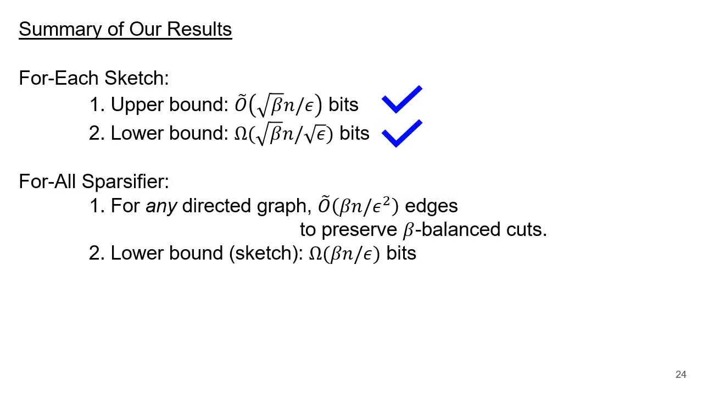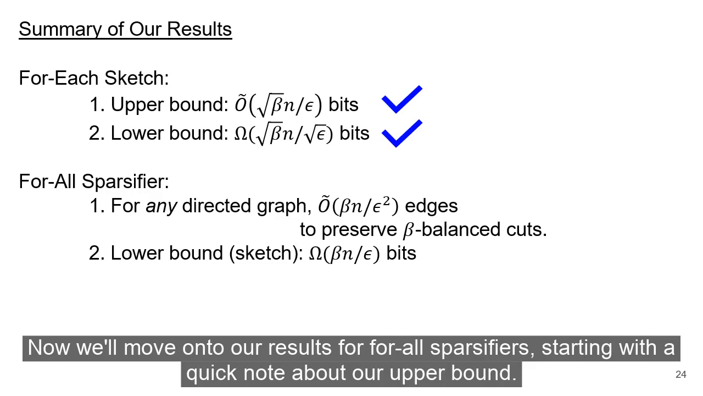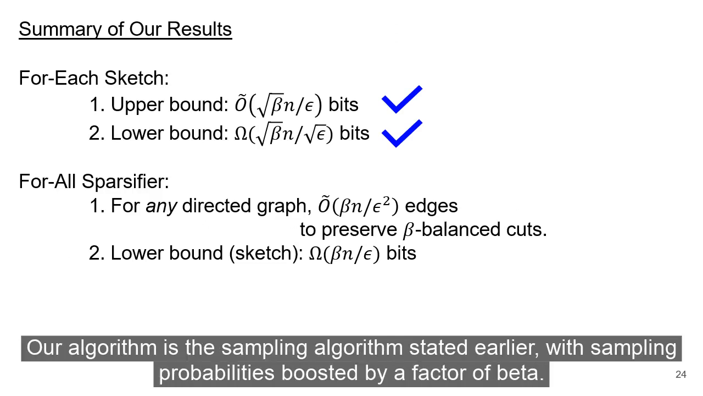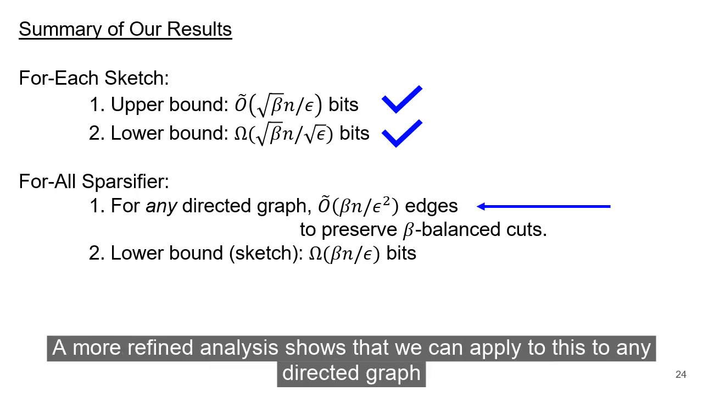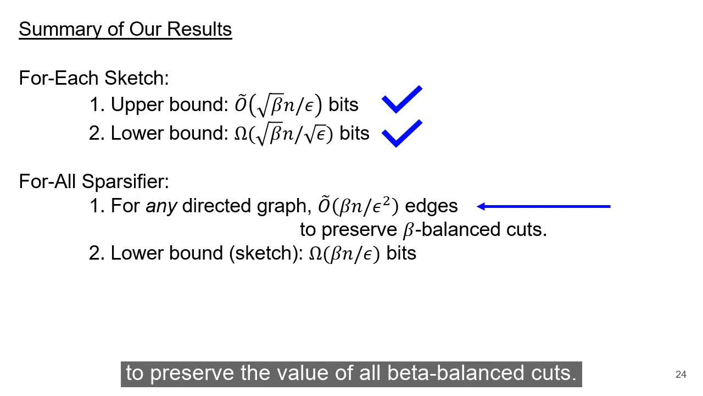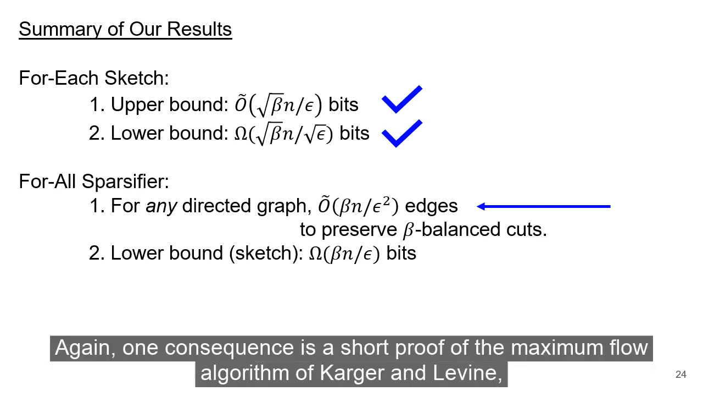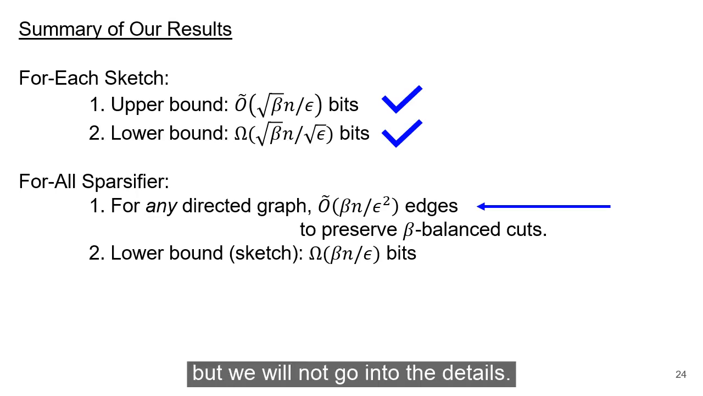Now we'll move on to our results for for-all sparsifiers, starting with a quick note about our upper bound. Our algorithm is the sampling algorithm stated earlier, with sampling probabilities boosted by a factor of beta. A more refined analysis shows that we can apply this to any directed graph to preserve the value of all beta balanced cuts. Again, one consequence is a short proof of the maximum flow algorithm of Karger and Levine, but we will not go into the details.